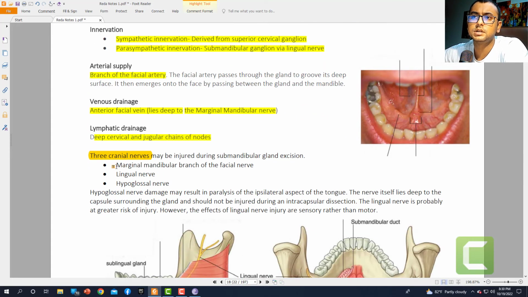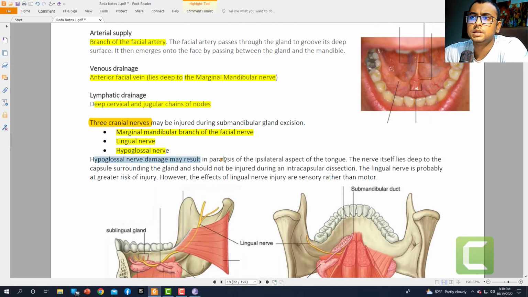The three nerves, the marginal mandibular nerve, the lingual nerve, and the hypoglossal nerve, lie along or superficial to the submandibular gland here. These are the three important structures. Injury to the hypoglossal nerve may result in paralysis of the ipsilateral side of the tongue. The nerve itself lies deep to the capsule. So the lingual nerve is probably at greater risk of injury, and the effect on the lingual nerve is sensory rather than motor.